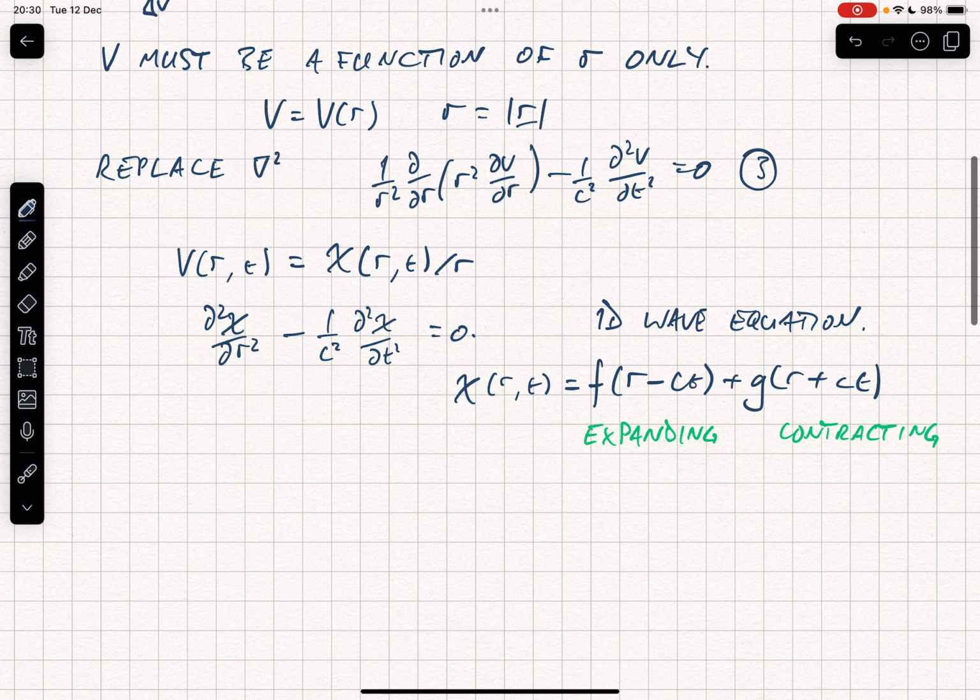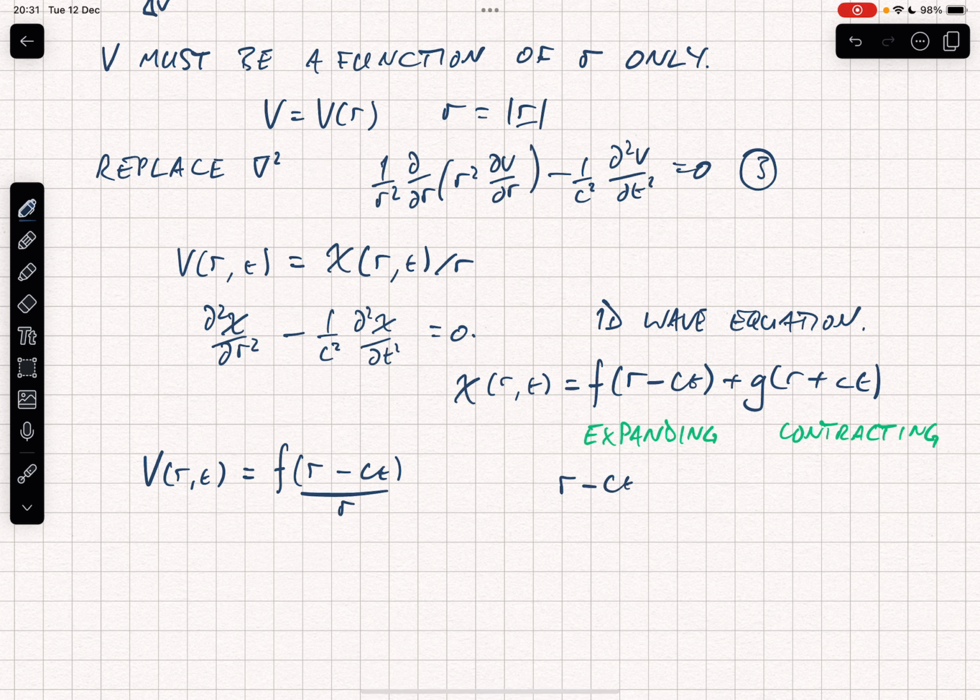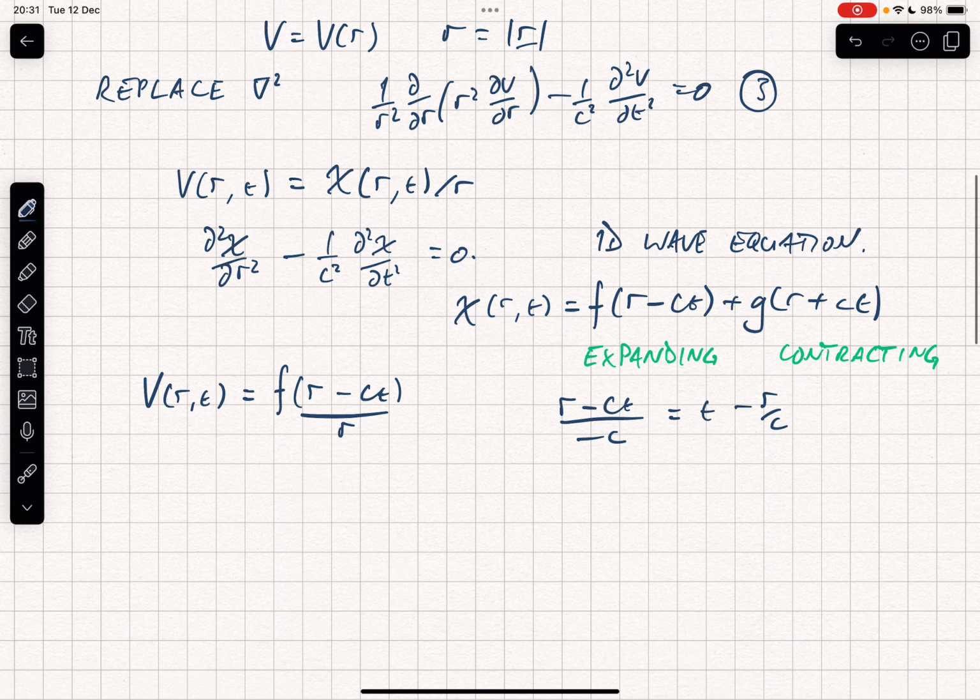So that tells us that we can write v of r comma t as this arbitrary 1D function, f of r minus ct, divided by r. And I just want to note that r minus ct divided by minus c is equal to t minus r over c. So those are just a rescaling, and we're going to use t minus r over c in a second. So how do we choose this function f? Well, we're going to choose the function f to satisfy equation 2.